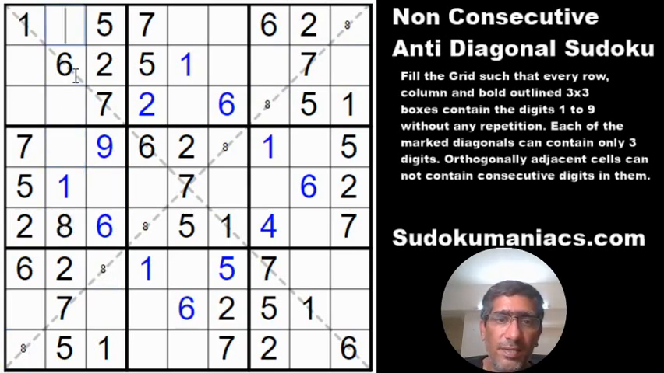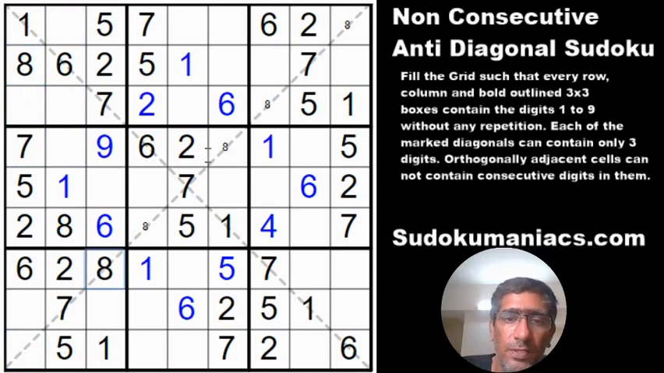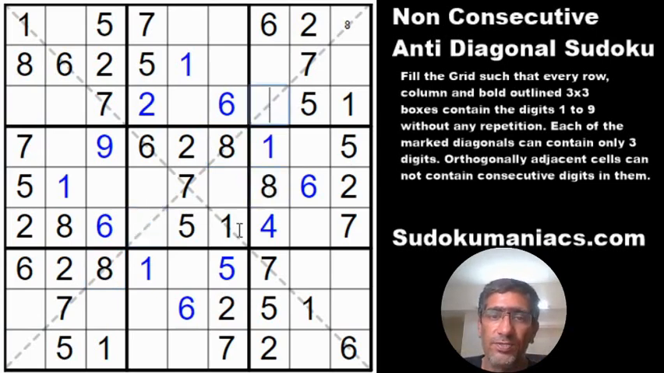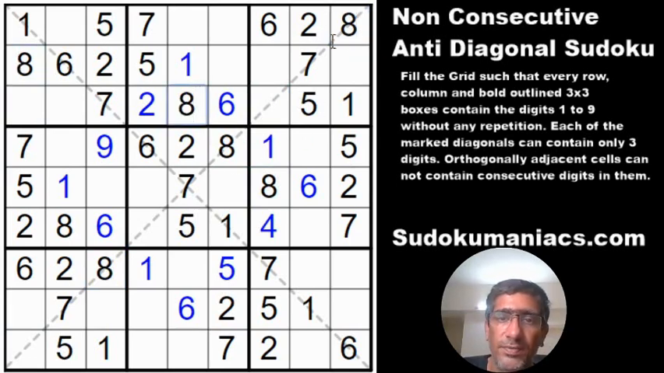8 cannot be here or here. And this also is adjacent to 7. So this is an 8. So obviously I can remove the 8 and this becomes an 8. Good. This is an 8. This is an 8. I can remove these two now because of this. This becomes an 8. 8 can't be here because it is 7. So we've got the 8s as well.